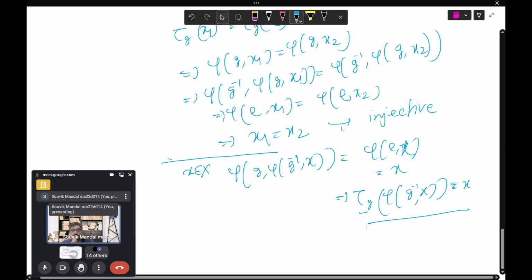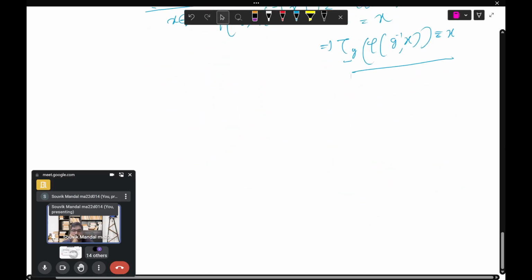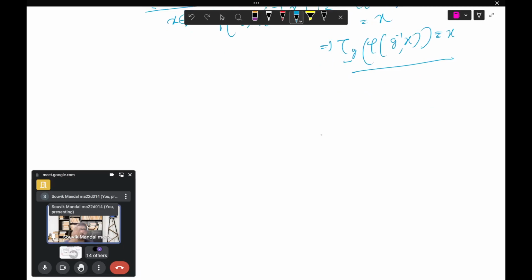Now we come to the group theory side, some group actions which usually occur in group theory. The first example is G cross G to G, conjugation: (g, x) goes to g x g inverse. It is known as the conjugation action.